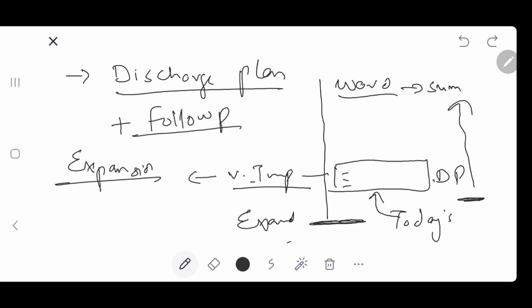So summarize, right? We need to summarize the things compared to the ward stay. Is it clear to you? So it's a simple logic. The discharge plan might not be a difficult thing to write down.